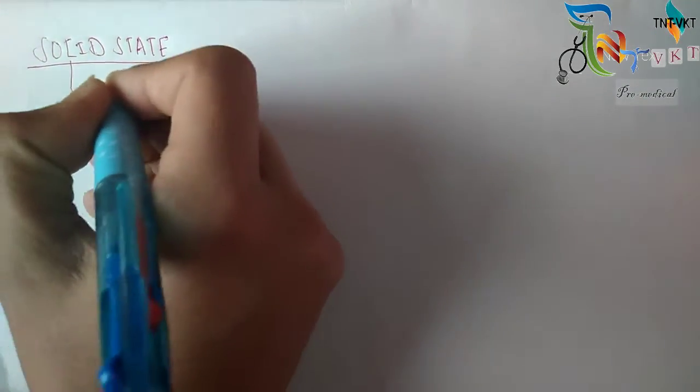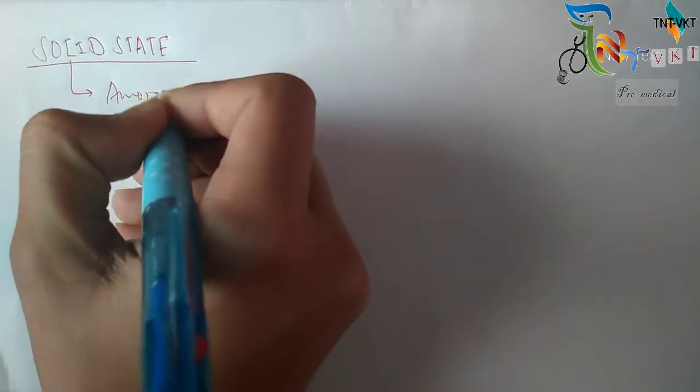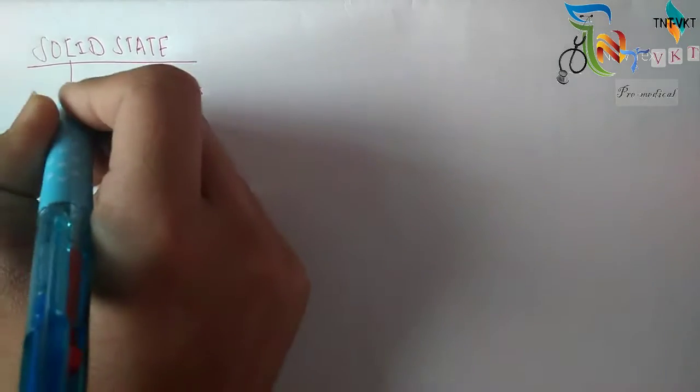There are two types of solid. One is amorphous, and another one is crystalline.